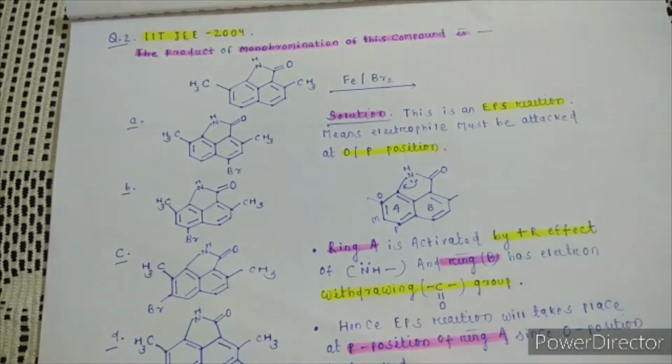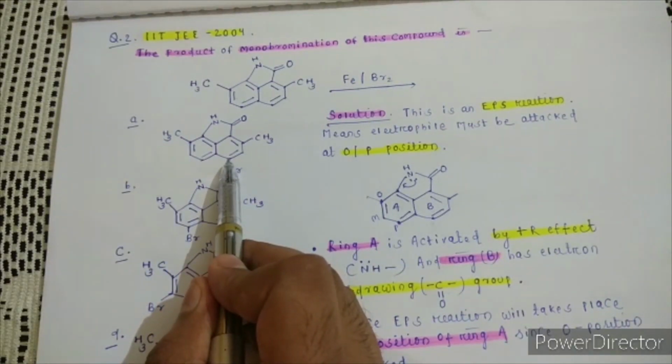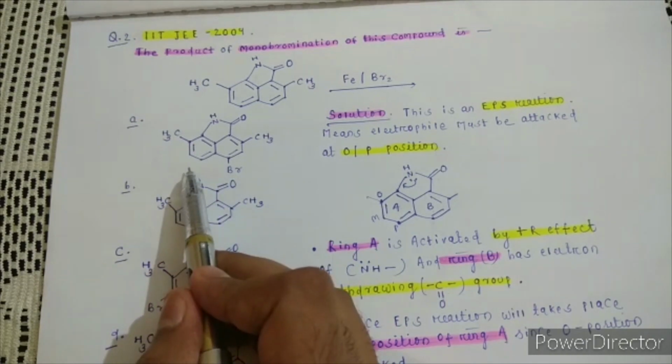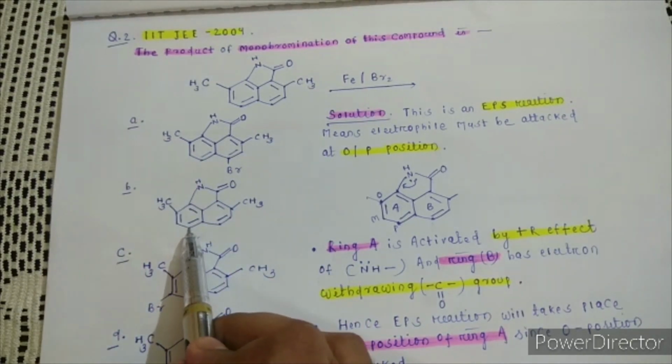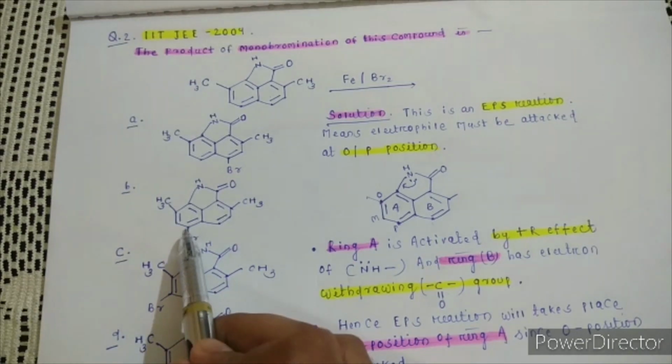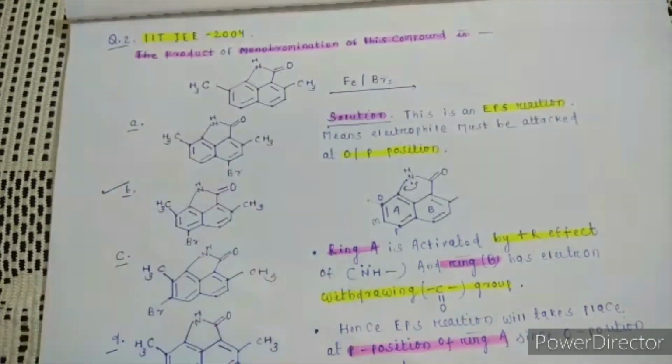Means you have to find out, of these 4 options, where the Br is joined to this position. Here Br is joined at ring B, which means this is incorrect. But here, the bromine atom is attached to ring A at the para position. That means this option is the correct answer.